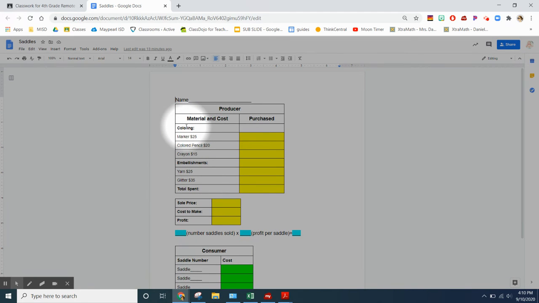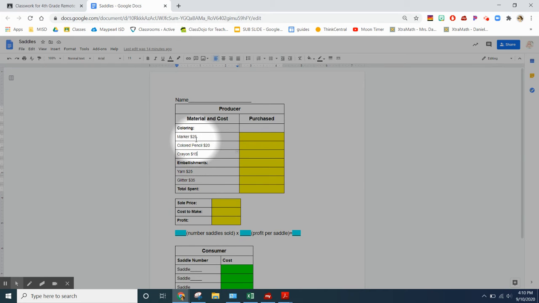The announcement I made on Friday was that you need to get some of these items. As a producer, you're going to choose the items you're going to use to design your saddle. You can choose one from the coloring section and one from the embellishment section. But the key is you cannot spend more than $50 on your materials.